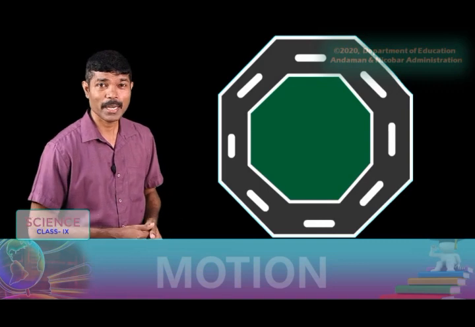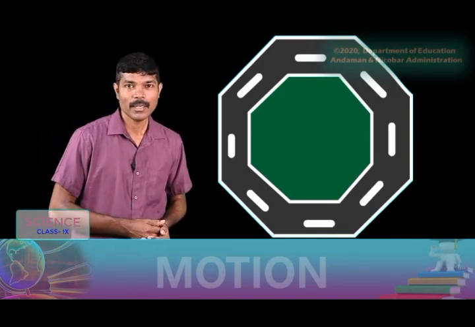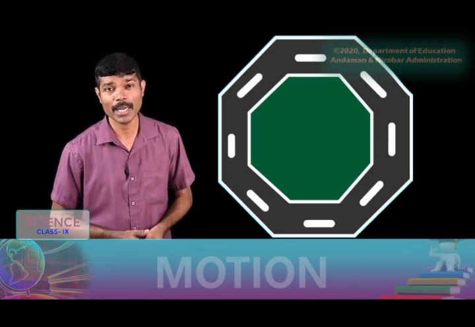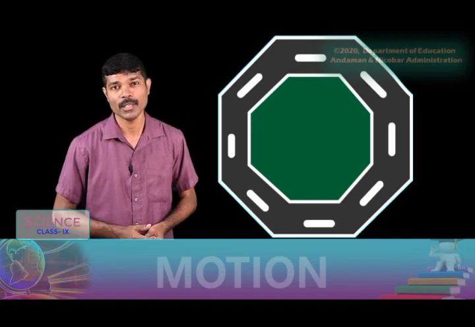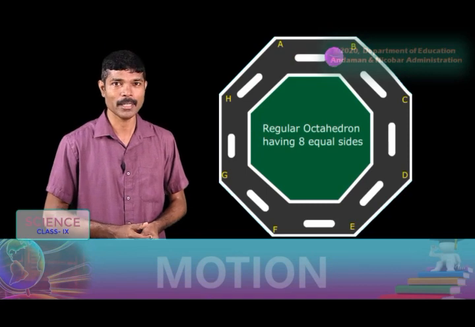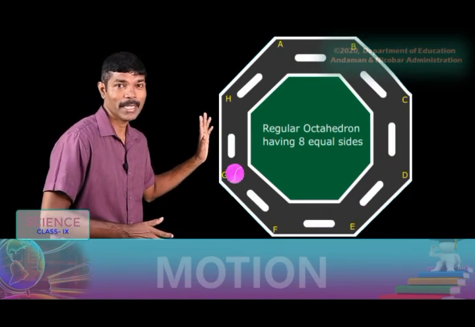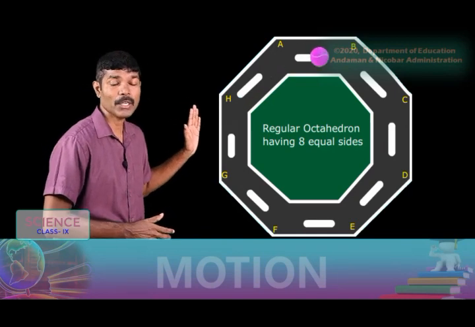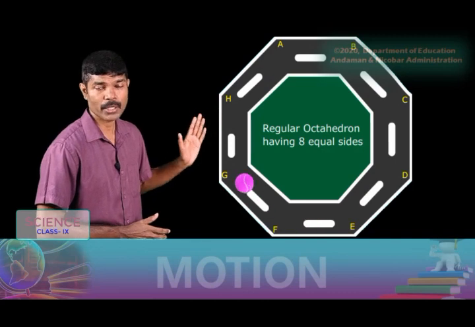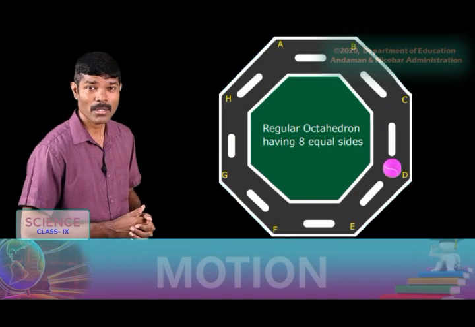Now look at the second picture, which is in the shape of a regular octagon. Here also we assume that the total distance is 100 meters and the time taken to cover the 100 meters is just 10 seconds, as we have seen earlier. Here also we assume that the motion is uniform. That means equal distance is covered in equal interval of time. So we can say that the object is in uniform motion. Now can you say whether the object is accelerating or not?